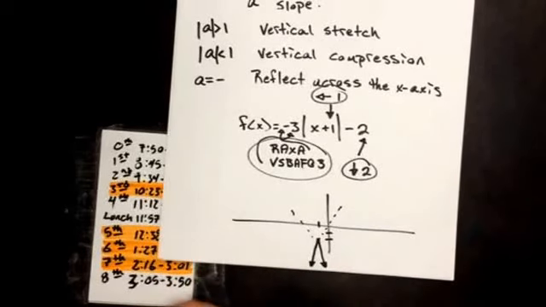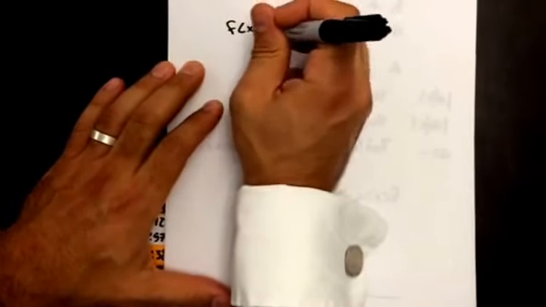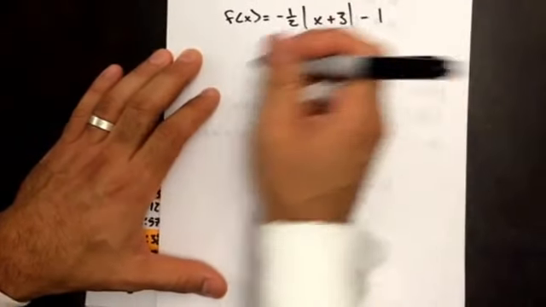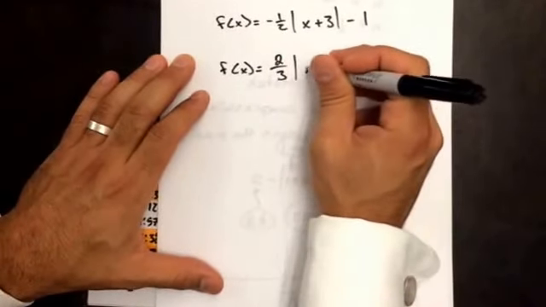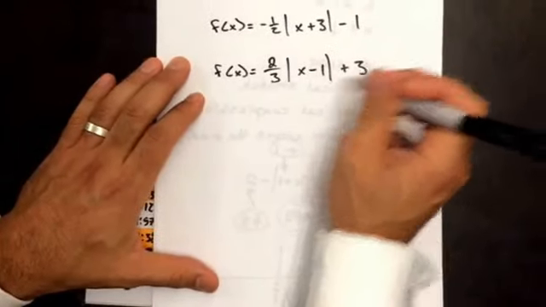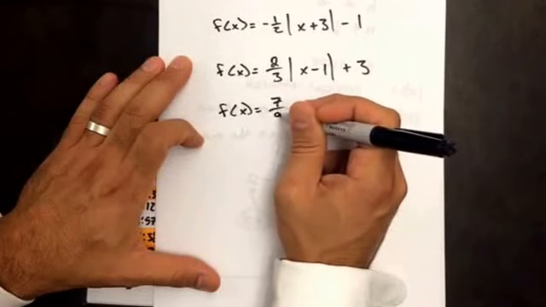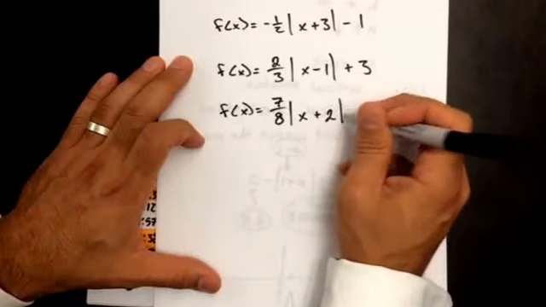I know that this is kind of confusing. I'll go over a couple more, and I'll show 3 more examples and then do 3 more graphs. If you understand it and you think you're okay, please watch it anyways, just because these are kind of confusing, okay? So f of x equals negative 1/2 absolute value of x plus 3 minus 1. That's the first one I'm going to do. The second is f of x equals 2/3 absolute value of x minus 1 plus 3. The third is f of x equals 7/8 absolute value of x plus 2 minus 1.